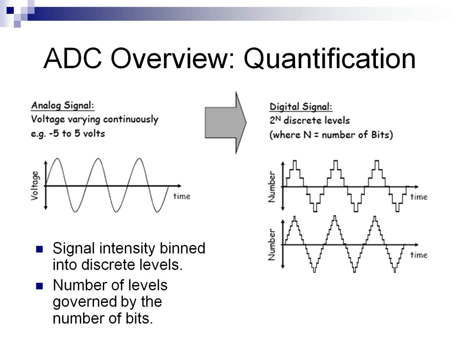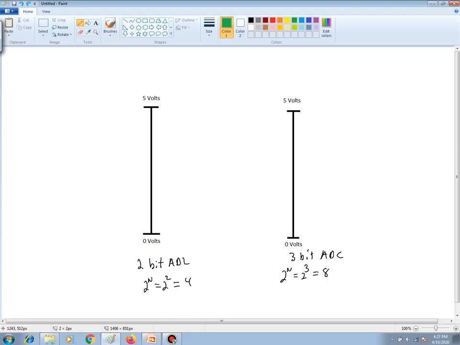So I'm going to give you an example of this. Here we have a voltage range of 0 through 5 volts, and let's just say that the analog to digital conversion is supposed to occur between that voltage span. So the ADC is configured to work between 0 and 5 volts. Now, let's say that we have a 2-bit analog to digital converter, and then on the right, we have a 3-bit analog to digital converter. Well, let's start off with the one on the left.